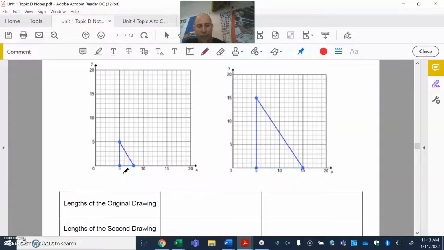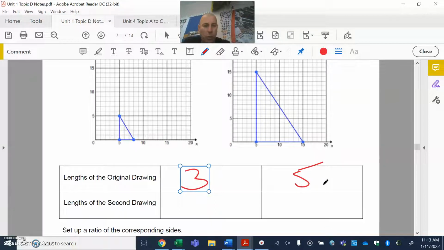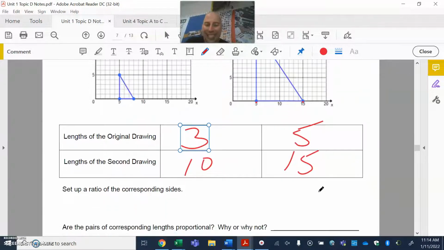All right. Let's take a look at what we've got going on here. Very similar from that standpoint. The original drawing: I went from a 5 to get to an 8. So that was a width of 3. And then I started down at a 0. I went up to a 5. Again, got to stay consistent. So going left to right from a 5 to a 15, that's a 10. And then from a 0 up to the 15, that gives me a 15 that we're looking at. Let me make sure, 1, 2, 3, yep, all right. Set up a ratio of the corresponding sides.